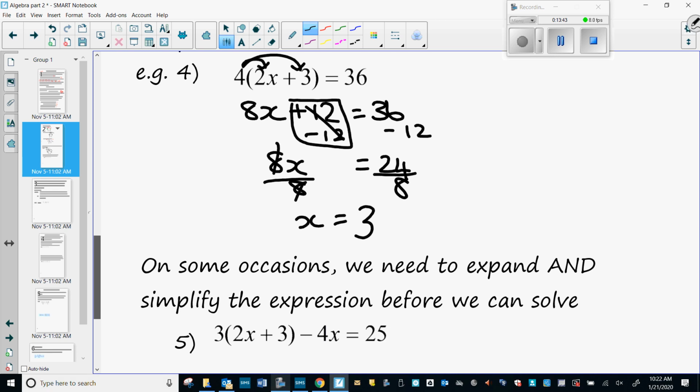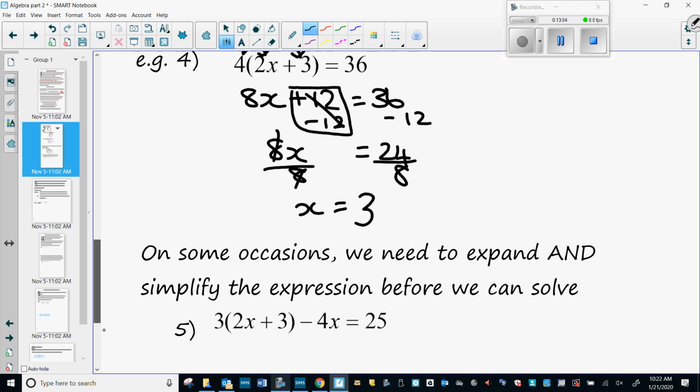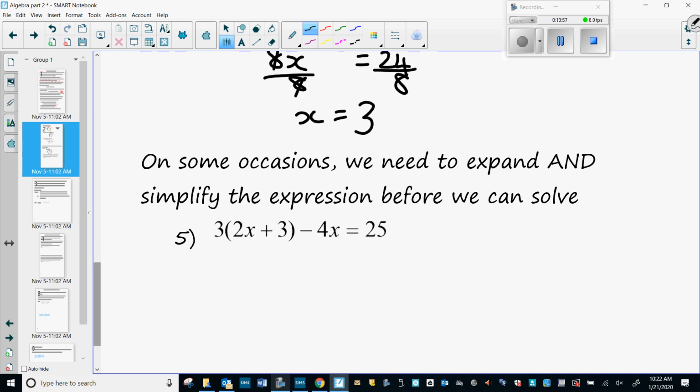Here I've said on some occasions we need to expand and simplify the expression before we can solve it. So here we've got a bracket, but we've got this minus 4x attached to it. We need to make sure we're grouping our letters together before we solve it. So it would be 3 times 2x first, which would be 6x. And 3 times 3 is 9, so it's plus 9. Our first step was just expanding that bracket.